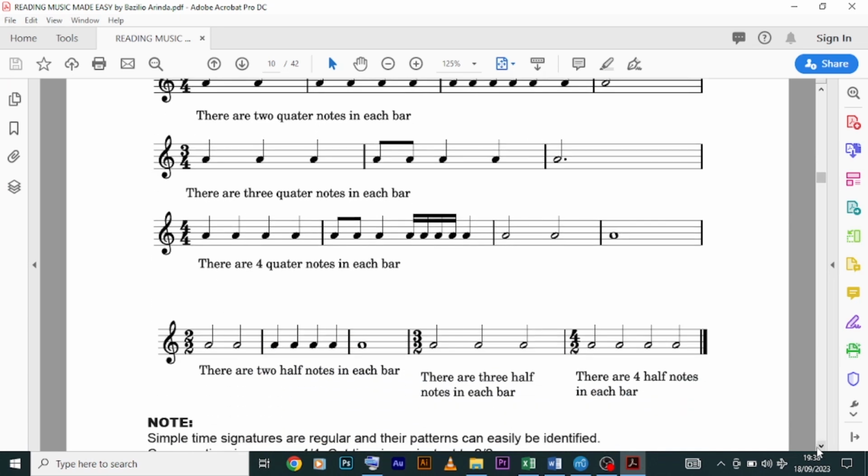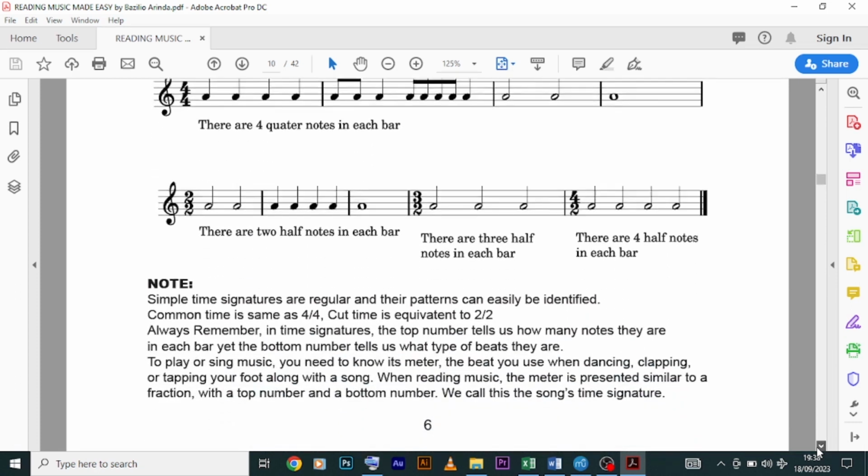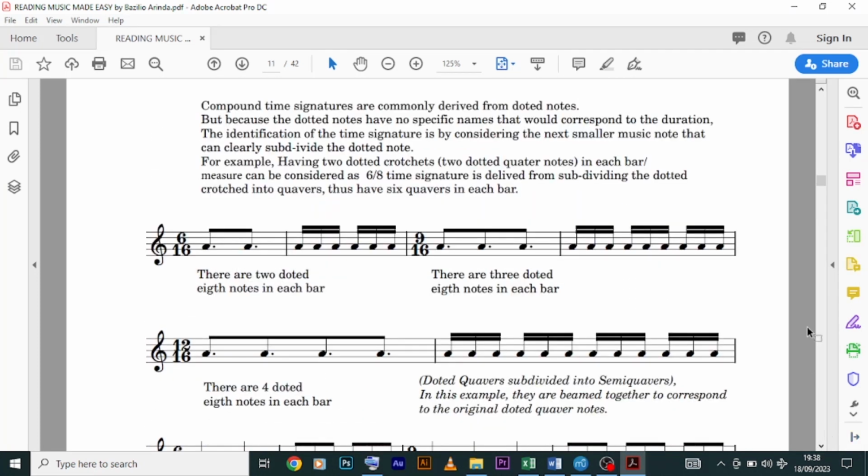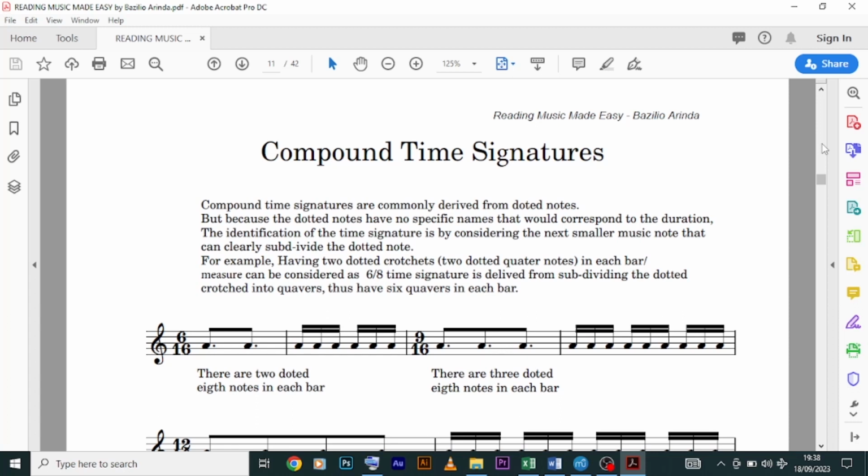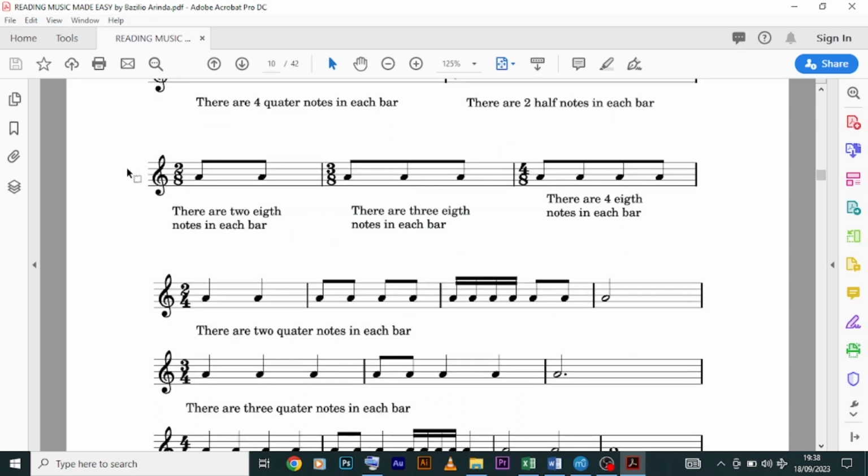So in brief, I just wanted to talk about the compound time signatures. The simple time signatures are derived from the normal notes. Like here, an example of 2/4. We have 2 quarter notes in each bar. So it comes 1, 2, 1, 2, 1, 2, 1, 2. There are 2 quarter notes in each bar.